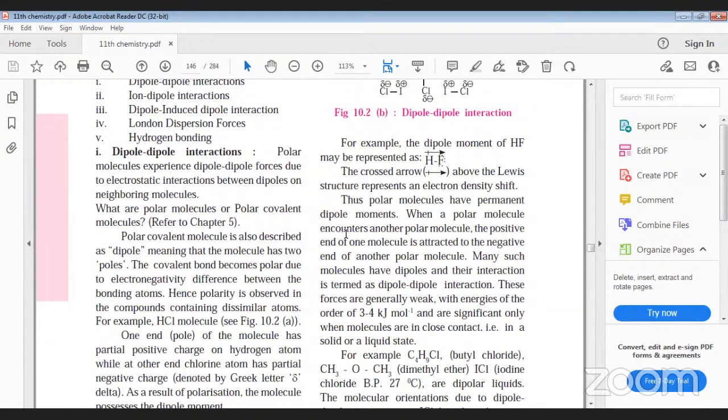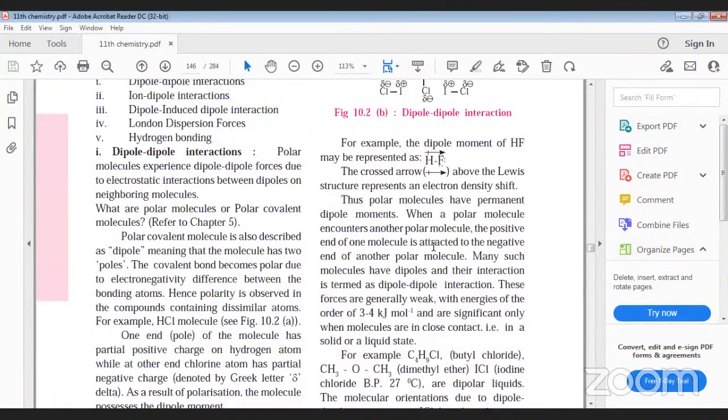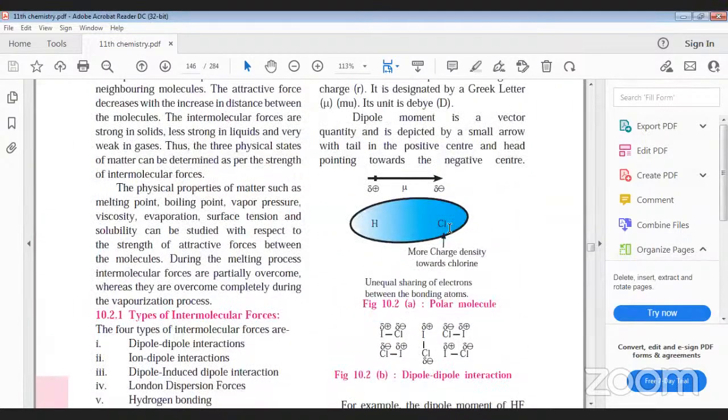When a polar molecule encounters another polar molecule, suppose in the vicinity of HCl I keep another HCl molecule, the positive end of one polar molecule will be attracted towards the negative end of the other polar molecule. Many such molecules have dipoles, and their interactions are called dipole-dipole interactions. So what does dipole-dipole interaction mean? See, this one dipole, positive, negative.